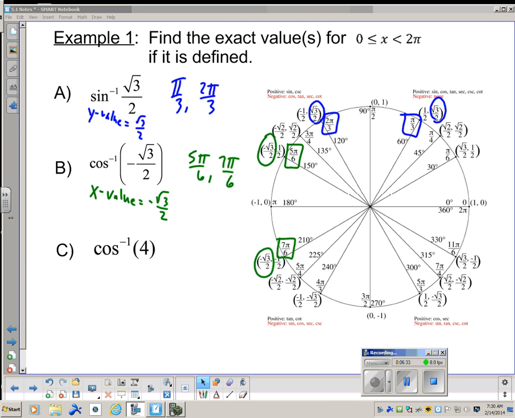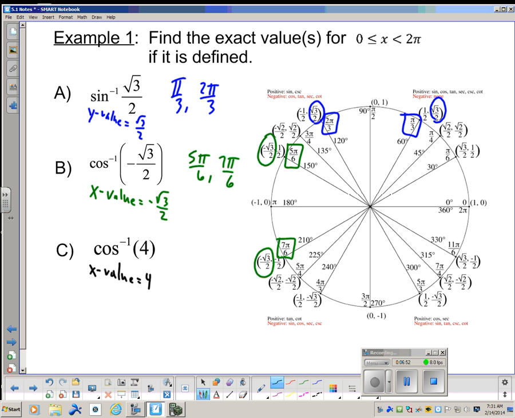And then our third one here, the inverse cosine of 4, that one gets a little tricky, simply because if you remember on the unit circle, if you look over here, you're not going to see where your x value is equal to 4. If I looked, x value equals 4, not finding it at all.